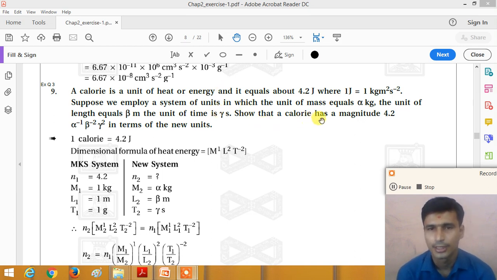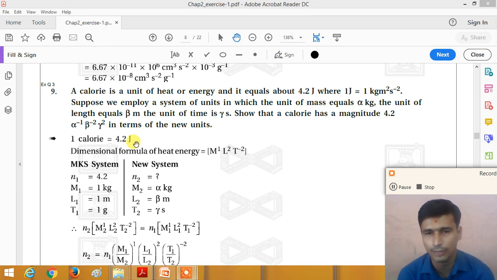Show that a calorie has a magnitude 4.2 alpha raised to minus 1, beta raised to minus 2, and gamma square in terms of the new unit, right? So here we derive the unit of energy in a new system of unit. So dear student, here given that 1 calorie is equal to 4.2 joule, right? Calorie and joule both are units of energy.